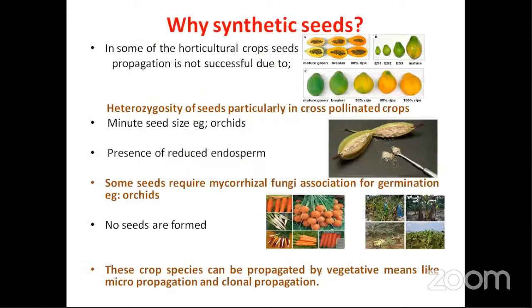Next slide, please. Synthetic seed is required in order to overcome the low percent survival of in vitro plantlets during the ex vitro acclimatization. Synthetic seed technology holds much promise, and also in some of the horticulture crops, seed propagation is not successful due to heterozygosity, minor seed size, presence of reduced endosperm, and some orchid seeds require associated mycorrhizal fungi for their germination, and no seeds are formed. These crop species can be propagated by vegetative means like micropropagation and clonal propagation. Next.